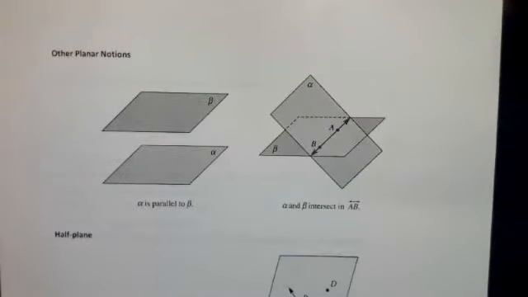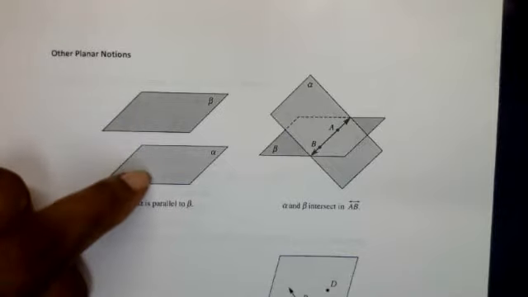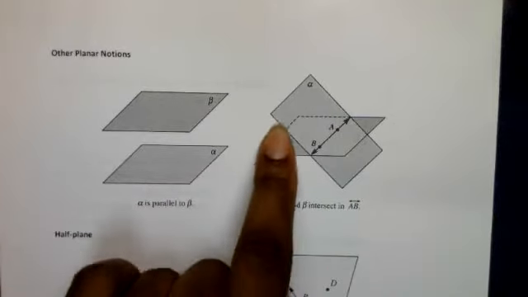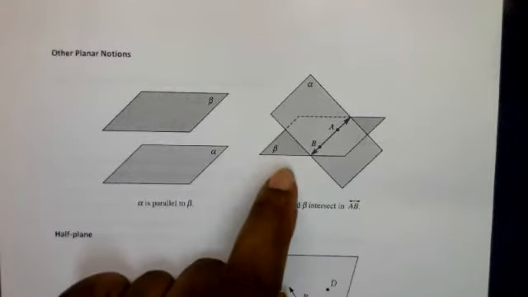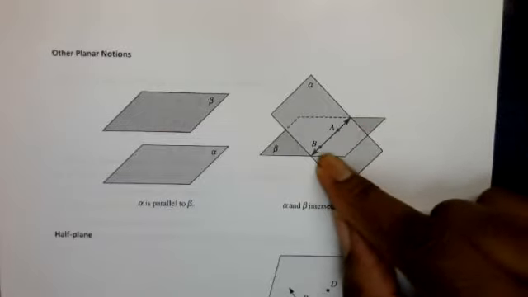And on this next page is just some other planar notations. Here, planes alpha and beta are parallel. Those two planes don't intersect. But as I mentioned earlier with this one, if I have plane alpha intersecting plane beta, those two intersect in a line called line AB.